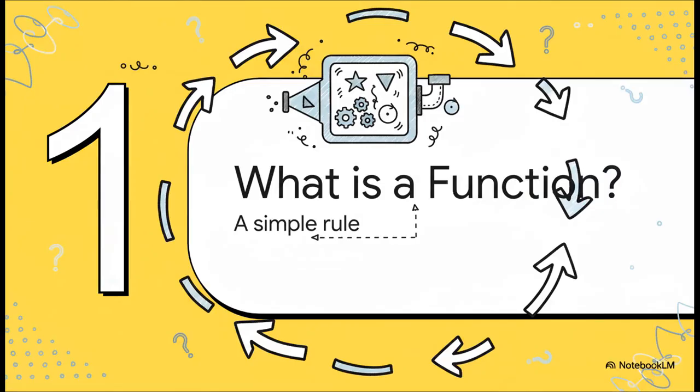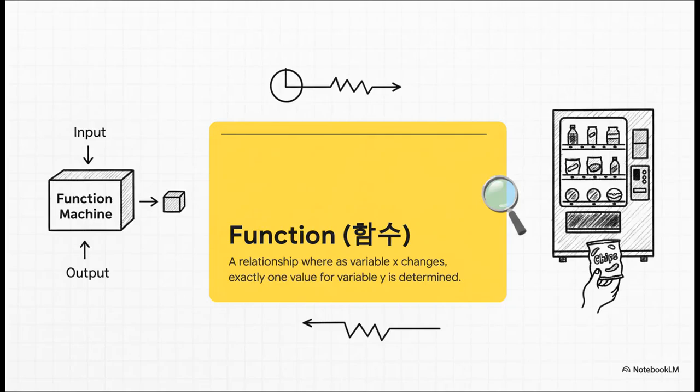Okay, first things first. Before we can talk about lines, we got to get this one big idea down: the function. Now, don't let that word intimidate you. Seriously, a function is just a really simple rule. Think of it like a little machine that only knows how to do one thing. So what's the rule? Well, a function takes one thing in, we call that the input, and it gives you back exactly one thing out, we call that the output.